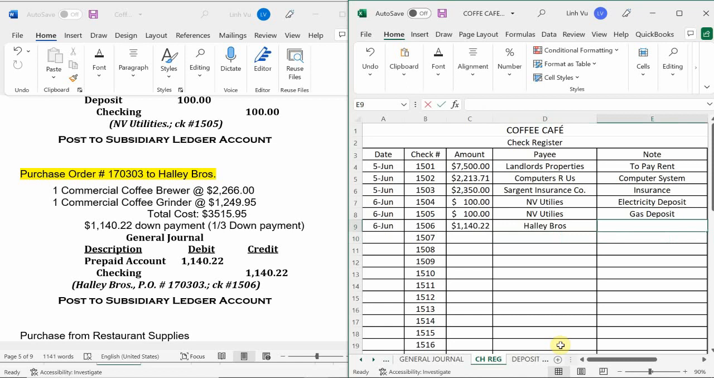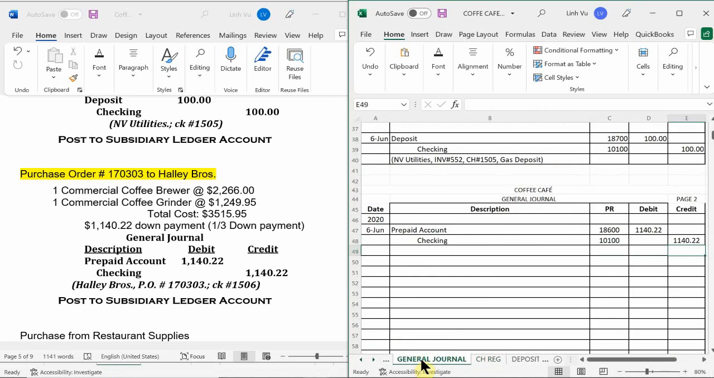What for? Down payment on brewer and grinder. Okay. So here I have check number 1506.